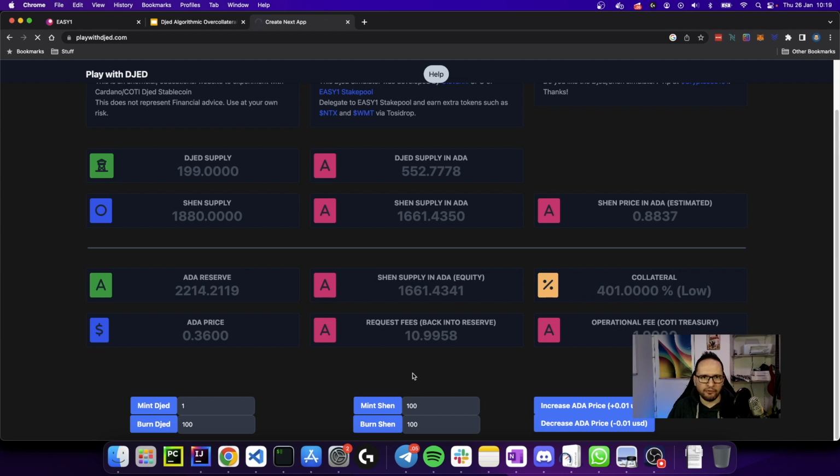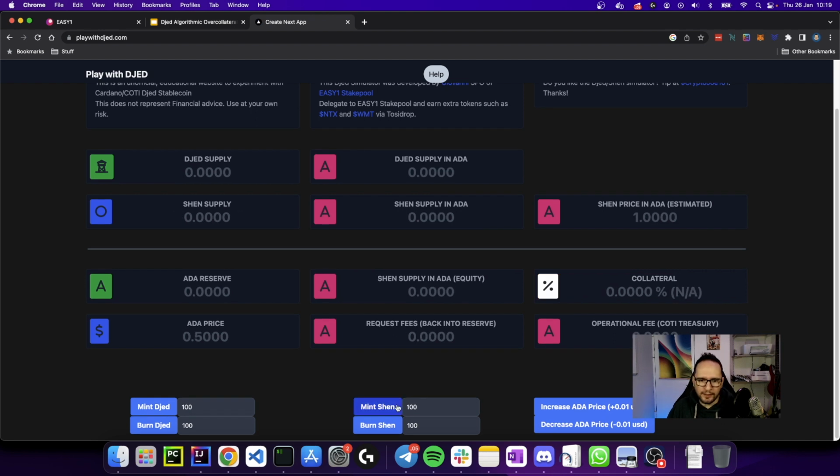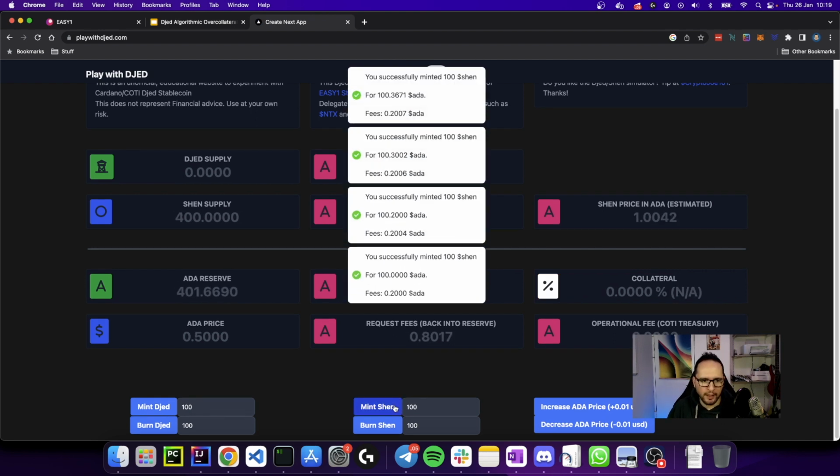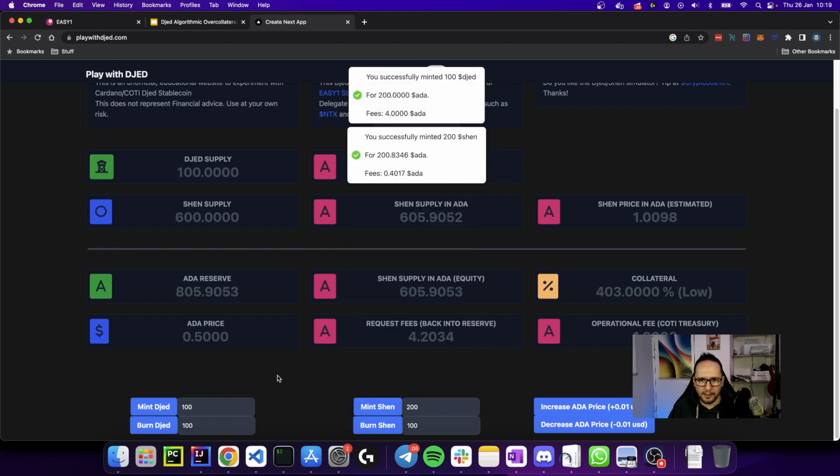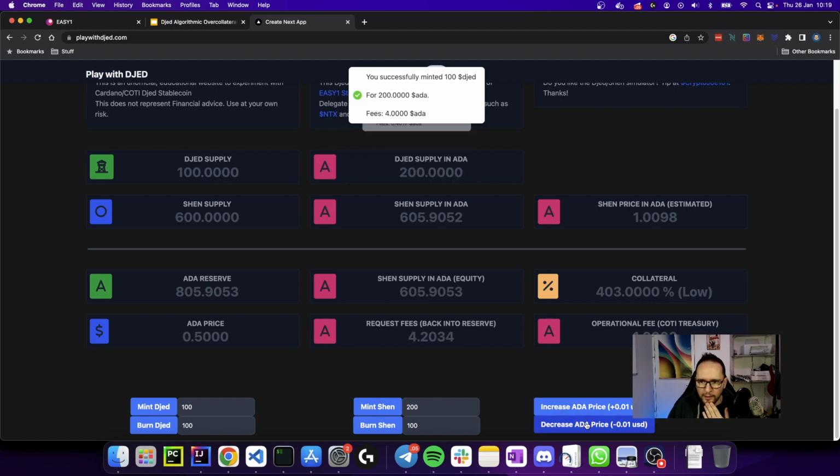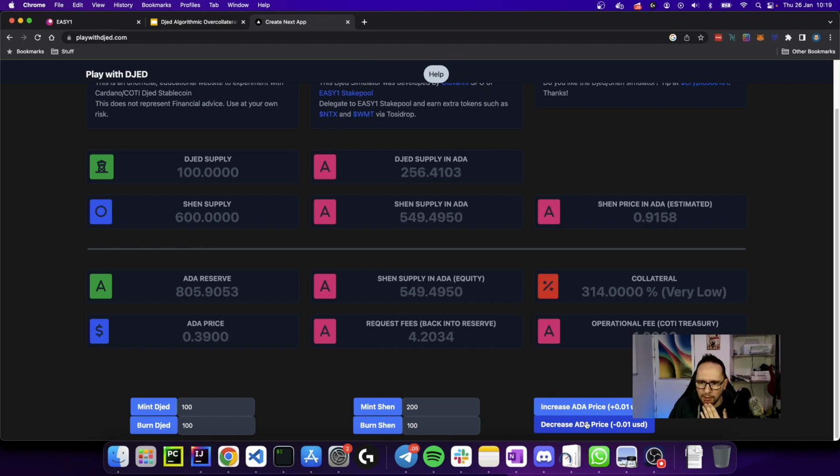But let's refresh one second, start from zero, and try to simulate again the fact that we are going to risk the collateralization. Now all these windows will disappear, and we start to decrease the price of ADA again. So we see that the collateral is very low.